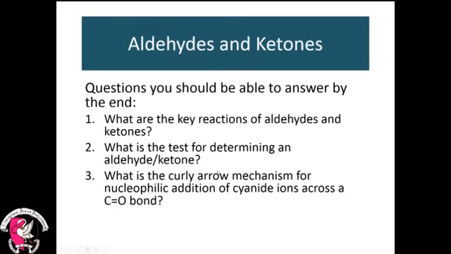So hopefully that was useful for you. If you need to double check anything, do so. You can use your textbooks, you can search on the internet, whatever you need to do, and see if you can answer these questions. So, what are the key reactions of aldehydes and ketones? What is the test for determining an aldehyde or ketone? And what's the curly arrow mechanism for a nucleophilic addition of cyanide ions across a C=O bond? So, check that you know those, and then in a second I will show you the answers for those, and hopefully you are happy with that.